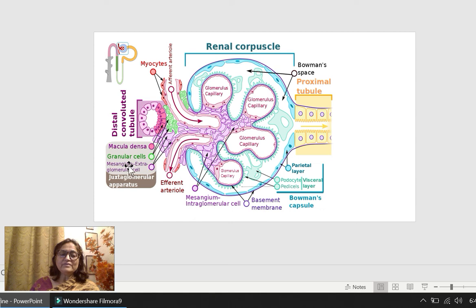Another type of cells are granular cells, and the purple colored cells you are seeing here are mesangial cells. The function of these mesangial cells is to remove debris or unwanted substances from these filter membranes. Besides these, there is another type of cells known as Lacis cells. The function of these cells is unknown, but they give a cushion to these arteries.